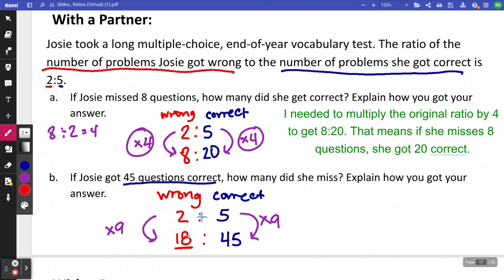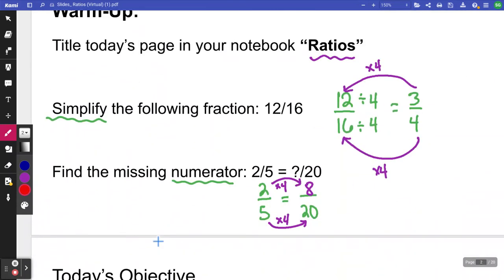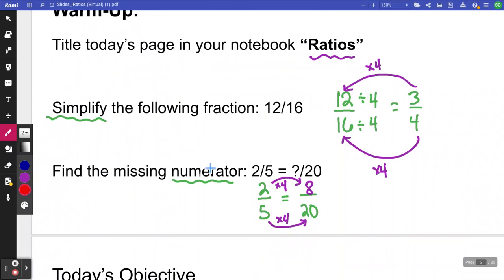One last thing I want to point out is I can connect this back to what we did at the very beginning on your warm-up. So if I scroll all the way up here, remember I asked this question about finding the missing numerator in that fraction? And this idea of when we talk about simplifying and equivalent fractions, it's all about just using multiplication to help you find that equivalent fraction. We're doing the same thing here. It's just instead of talking about fractions, we're talking about ratios.